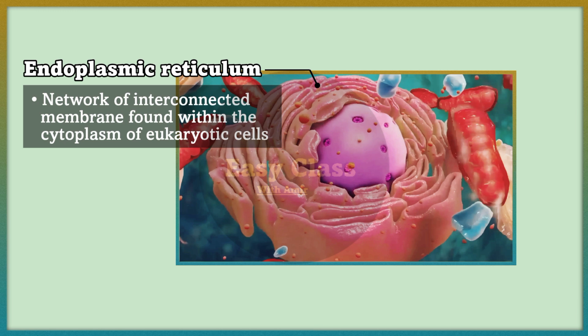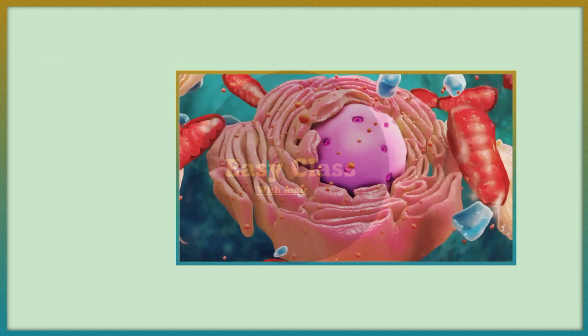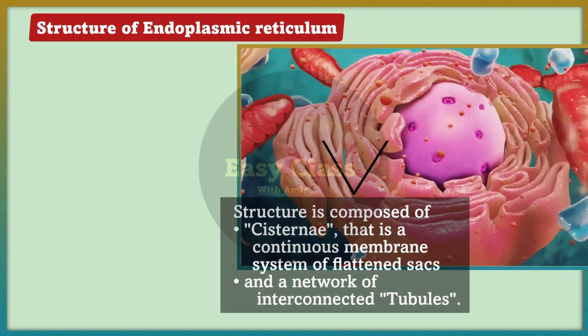The endoplasmic reticulum, abbreviated as ER, is a dynamic and extensive network of interconnected membranes found within the cytoplasm of eukaryotic cells. Structurally, the ER exists as a continuous membrane system comprising flattened sacs called cisternae and a network of interconnected tubules. This extensive network can constitute a significant portion of the total membrane in a cell, highlighting its importance.